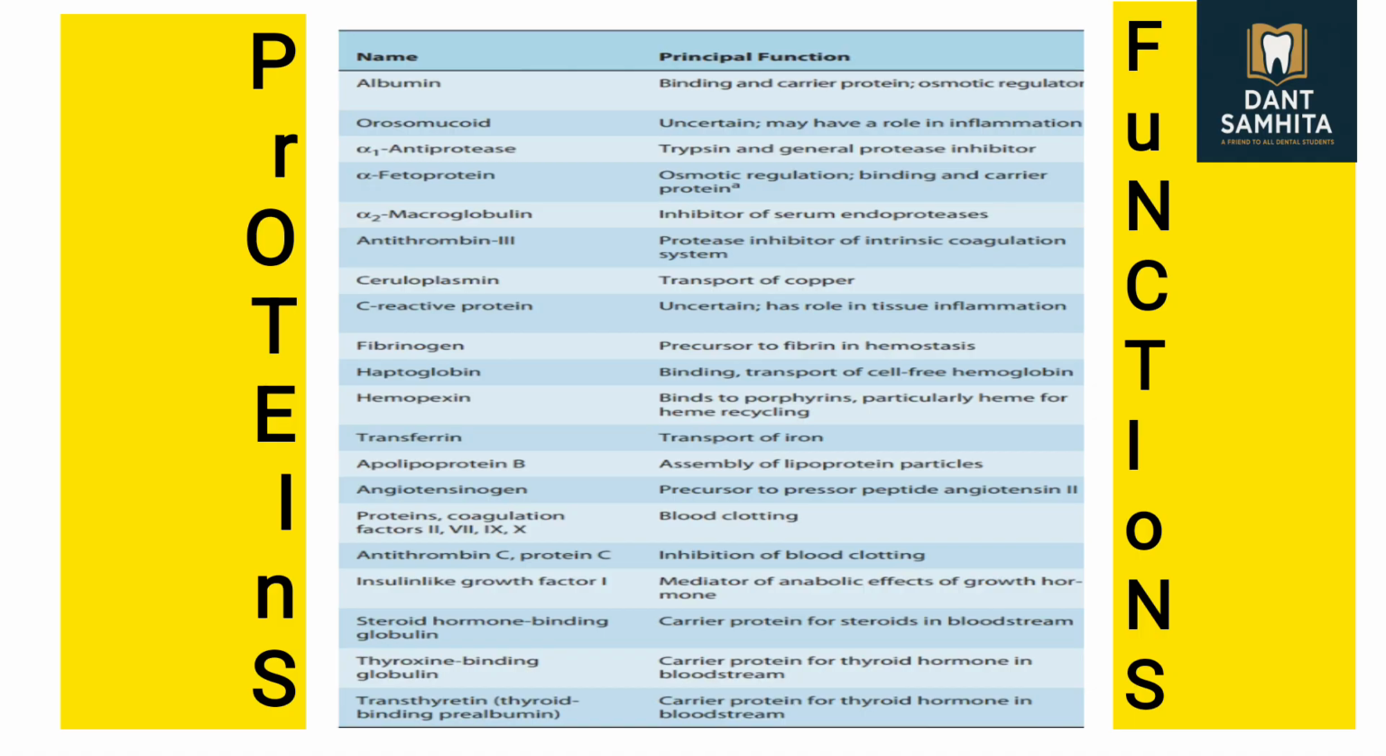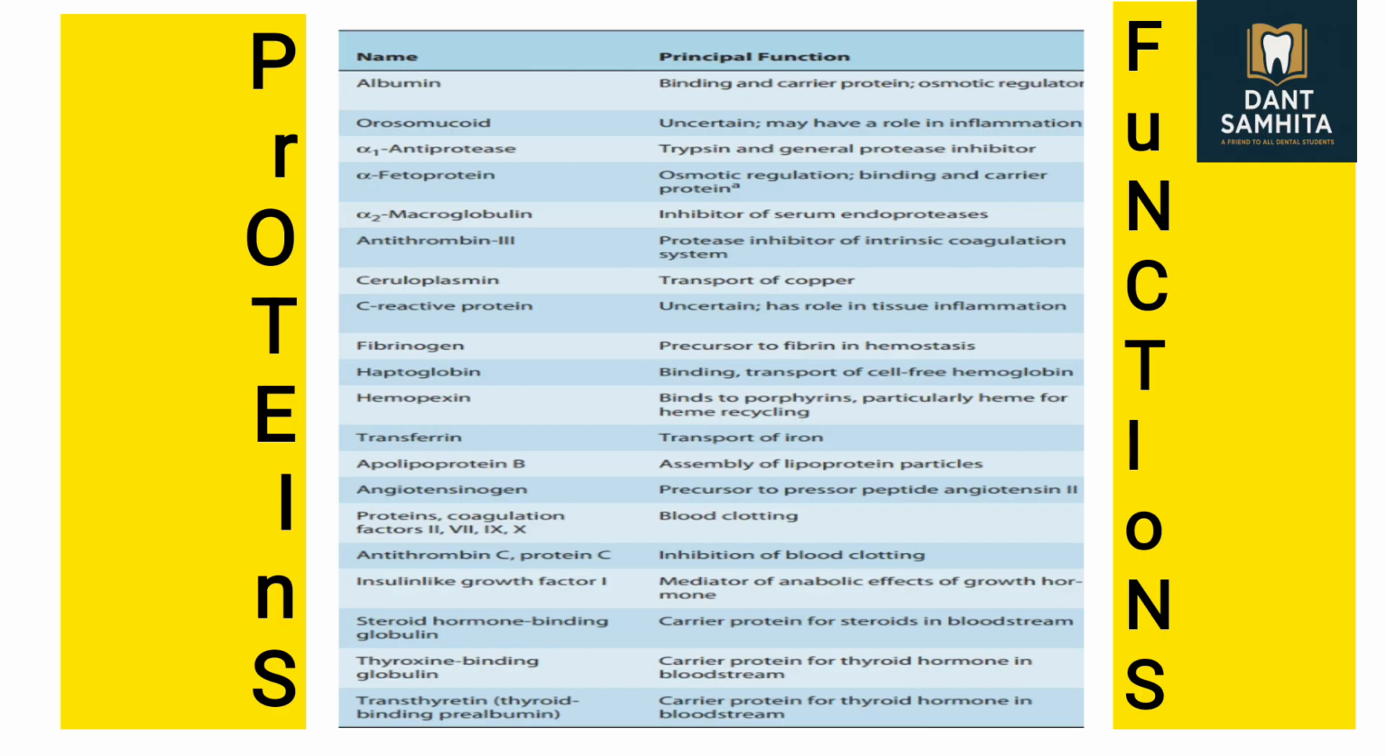Ceruloplasmin is for transport of copper. C-reactive protein: the role is mostly uncertain, but it has a role in tissue inflammation to some extent. C-reactive protein is what we were getting tested during our COVID times. I think all of you remember that the CRP values were becoming very important. This is nothing but your infection index; it shows how much infection and how much inflammation you have in your body.